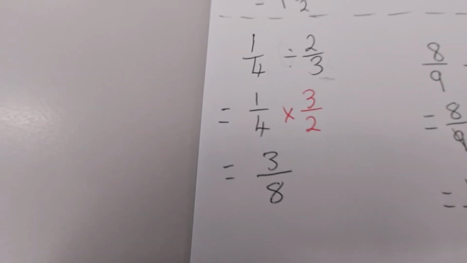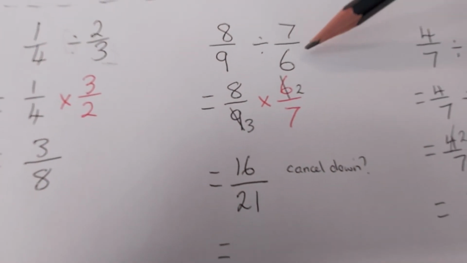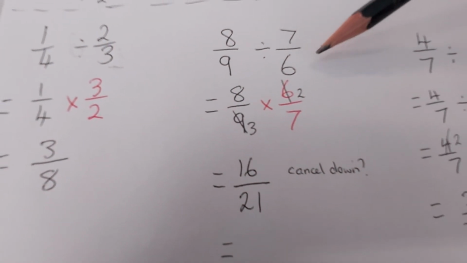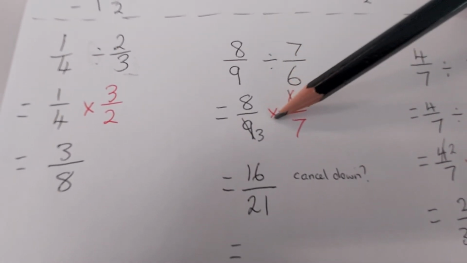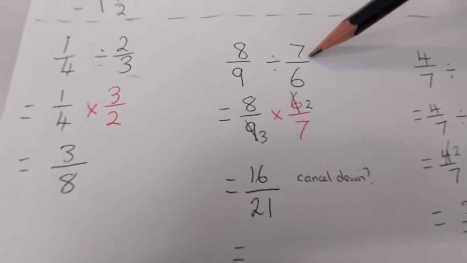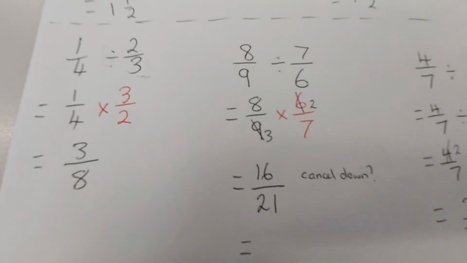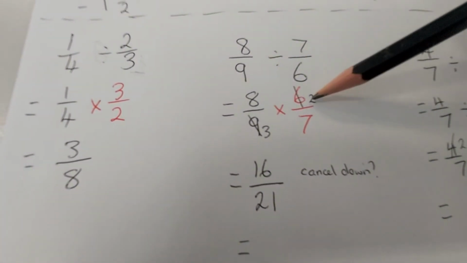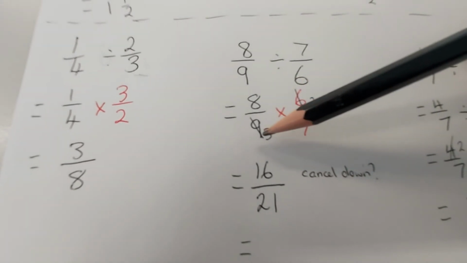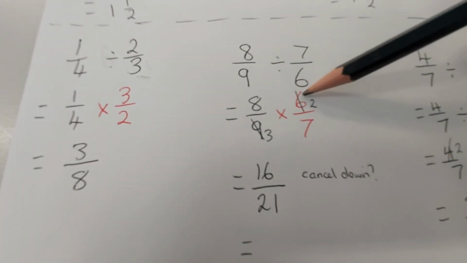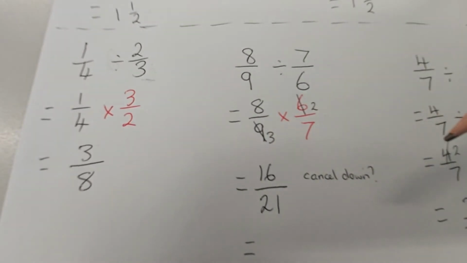Okay, it's done. Let's have a look at the second question. So 8/9 divided by 7/6. First thing I'm going to do, change my division to a multiplication and find the reciprocal of 7/6, which is 6/7. Now, just to mix it up, I've cancelled down up here to make my life easier. So I can see a 6 and a 9. A 3 goes into 6 twice and a 3 goes into 9 3 times.